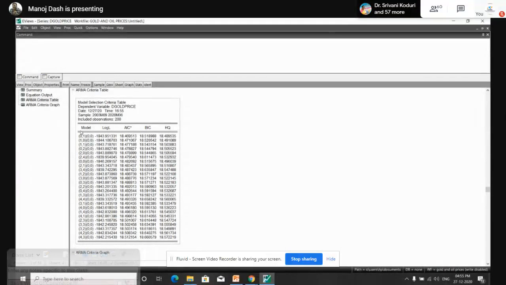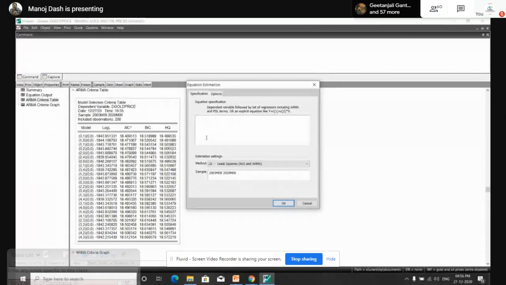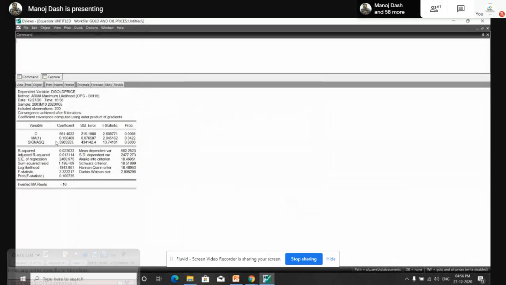What is the conclusion? What is the ARIMA now? Autoregressive 0, moving average is 1. So then you go to Quick, there is Estimate Equation. Any doubt? Now what happened? D gold is the dependent variable equal to C. Do you have any AR component? Yes or no? No. What are you having? One moving average. Okay. You got this. Clear?